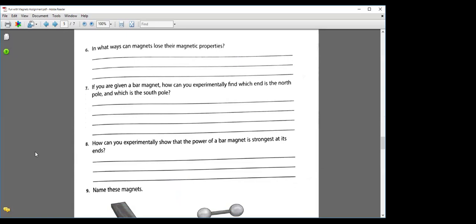Magnets can lose their properties by heating, by dropping from a height, by throwing them, or by keeping them near a hot object. Correct. This process is known as demagnetization.